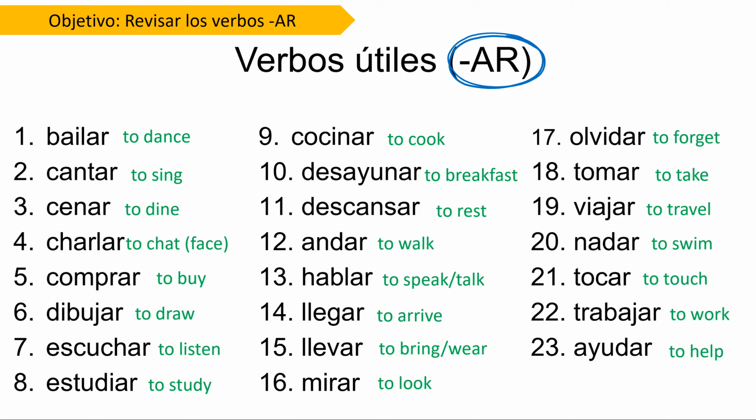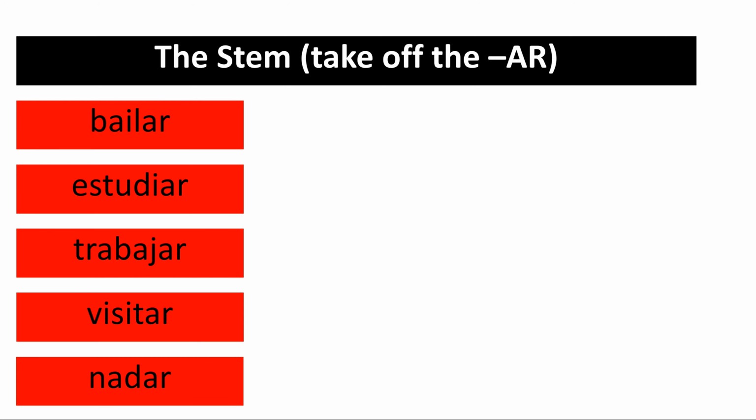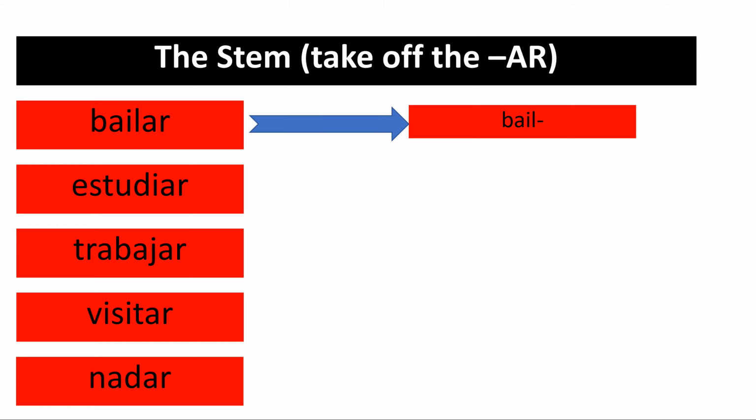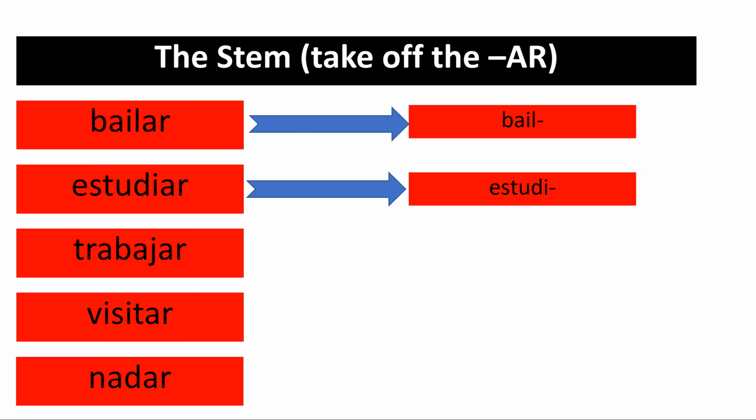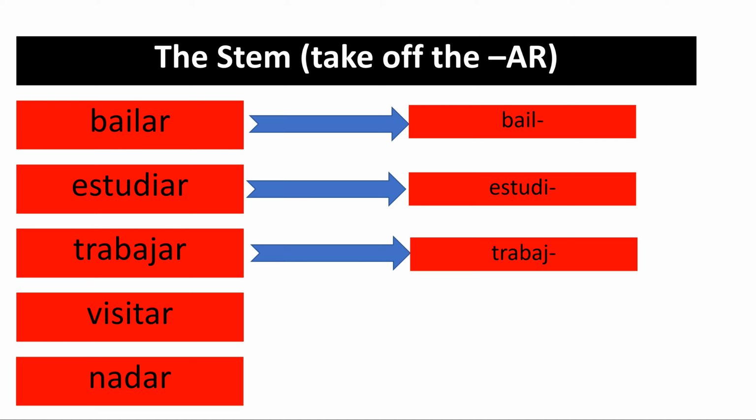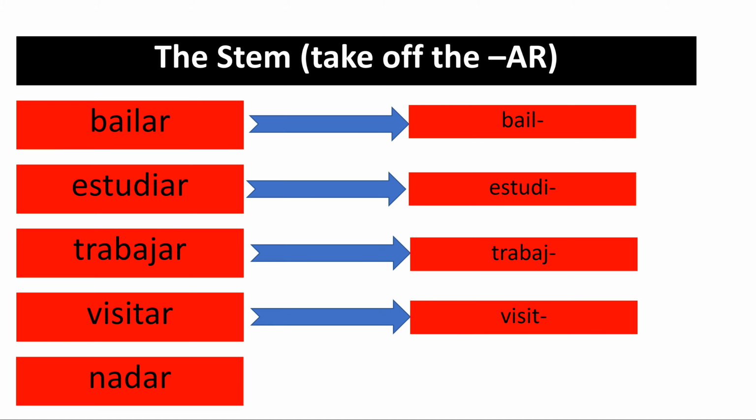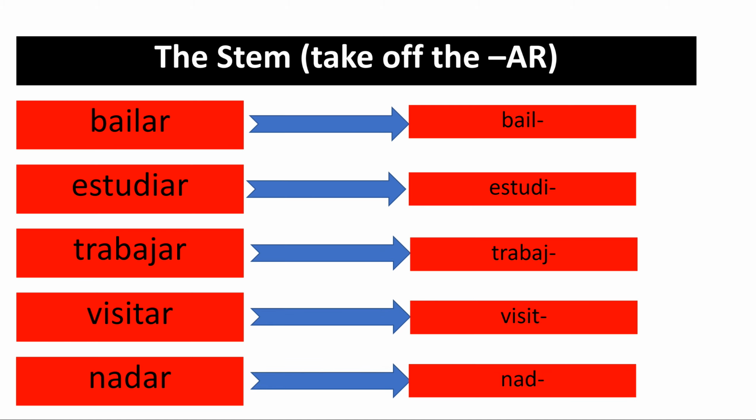So if any of these are new to you, do make sure to make a note of them in your vocabulary copy. Now, in order to conjugate, to build the present tense, first we need the stem. To get the stem, we take off the AR. So bailar, to dance, has a stem, which is bail. Estudiar, the stem is estudi. Trabajar, the stem is trabaj. Visitar, the stem is visit. And nadar, the stem is nad.